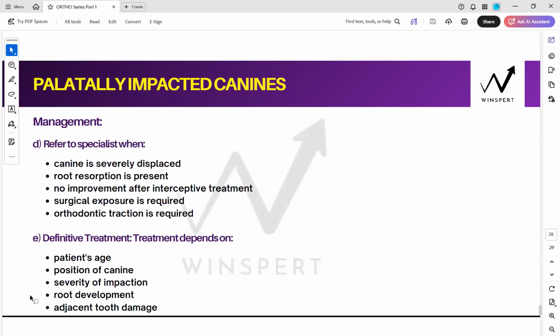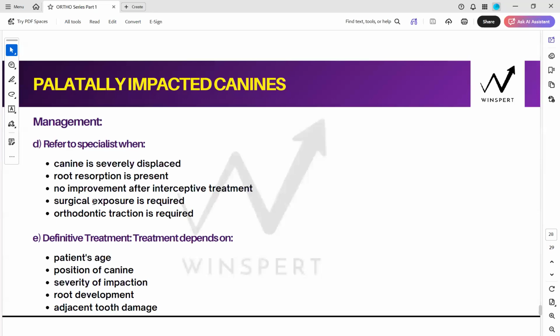After that age, refer to specialist if you see that canine is severely displaced, or root resorption is present. Even after interceptive treatment of extraction of a primary canine and maintaining space, if your canine is not erupting, then also you'll require specialist referral, right? Surgical exposure is required or orthodontic traction is required. In those cases, you would refer to the specialist. Clear for everyone or not?